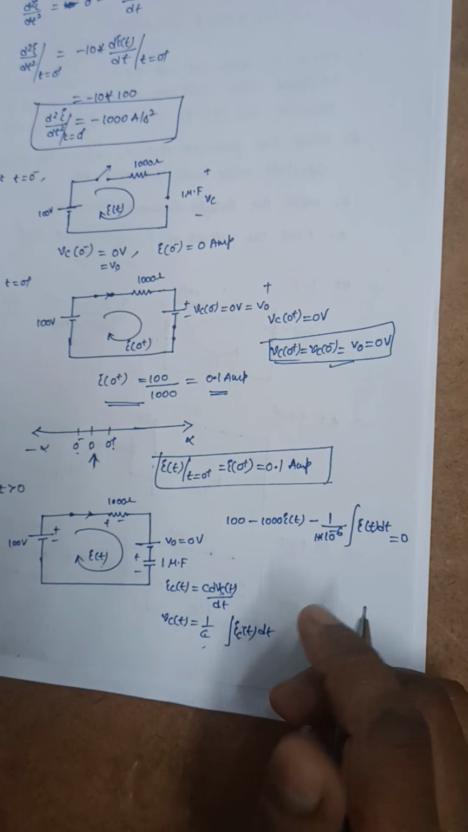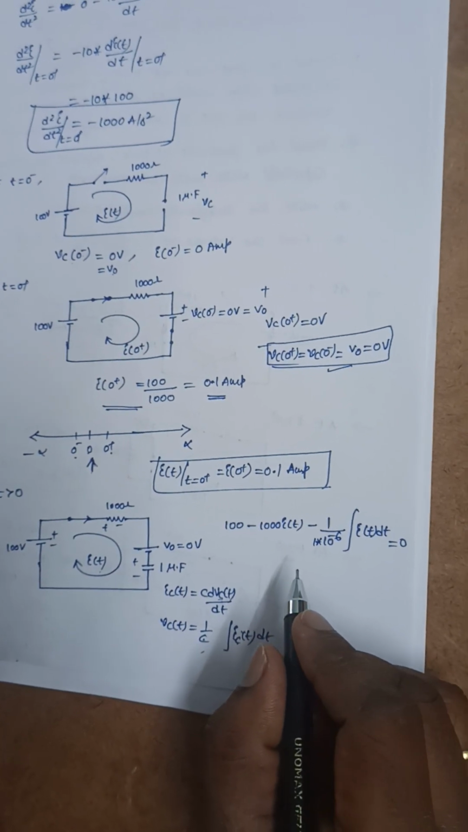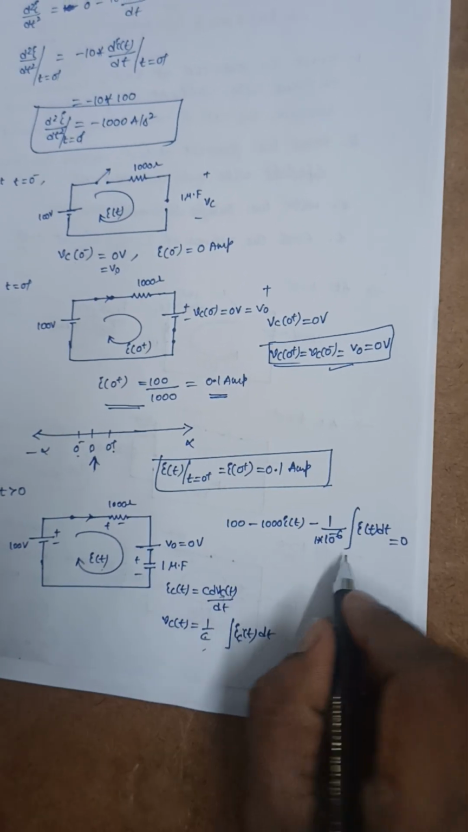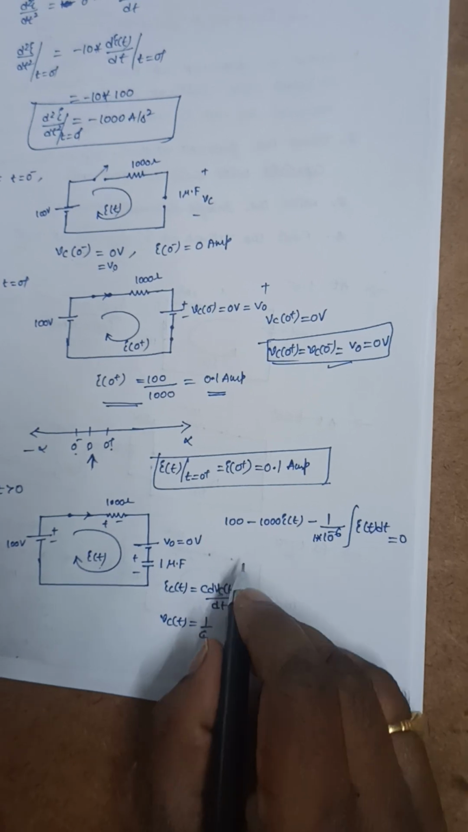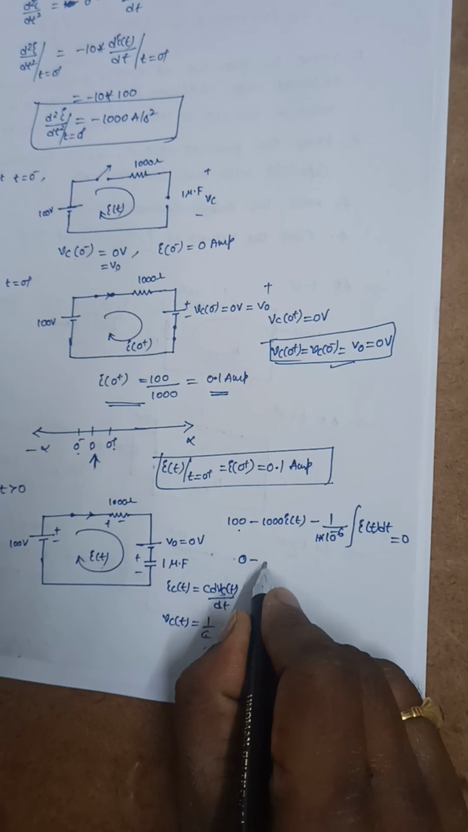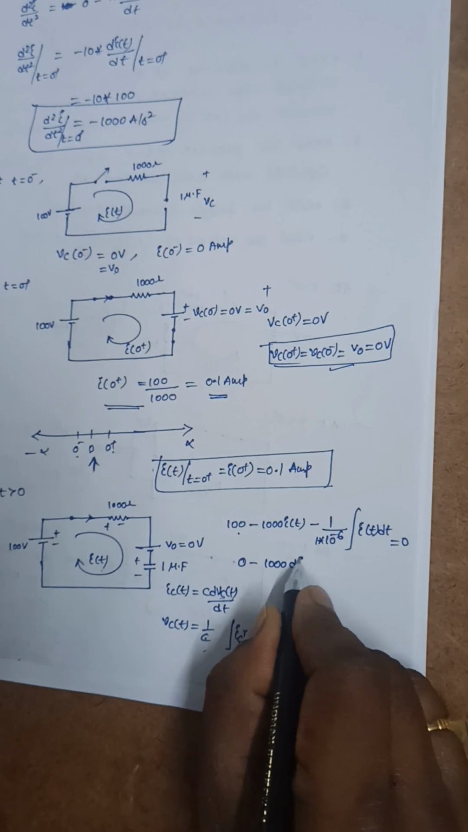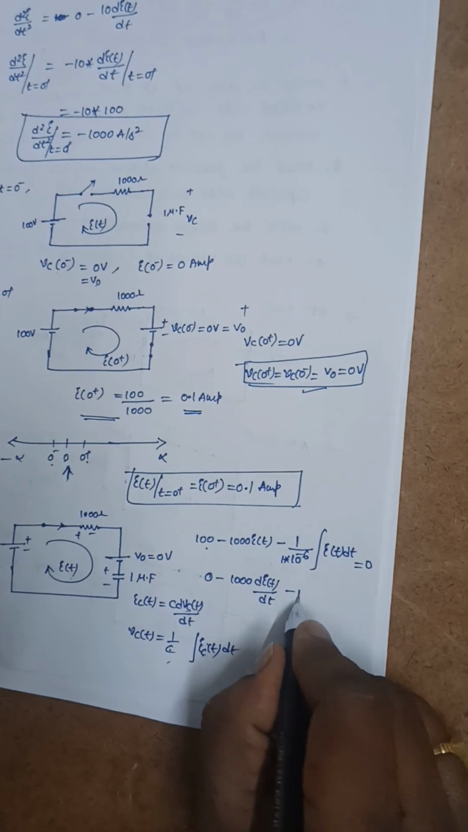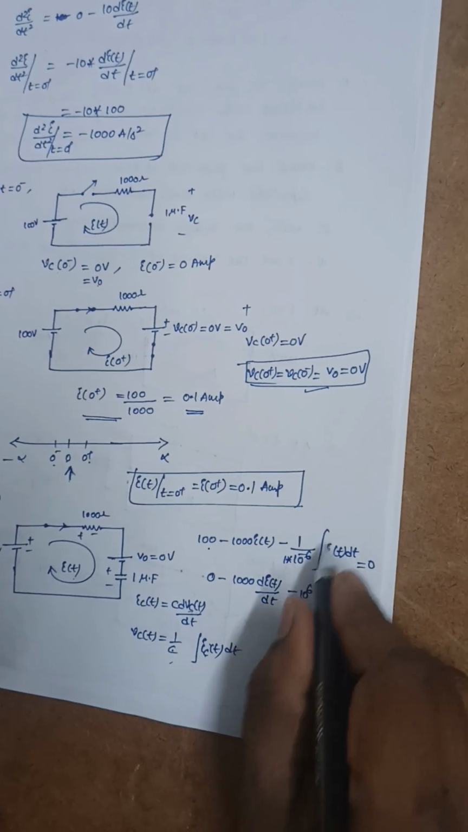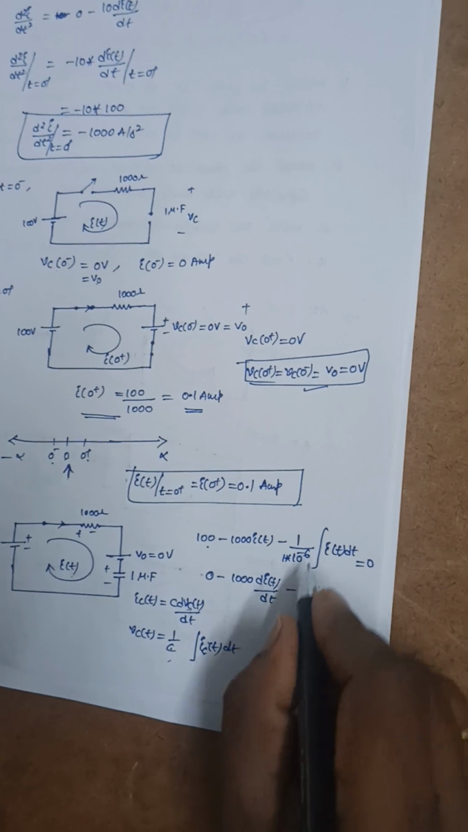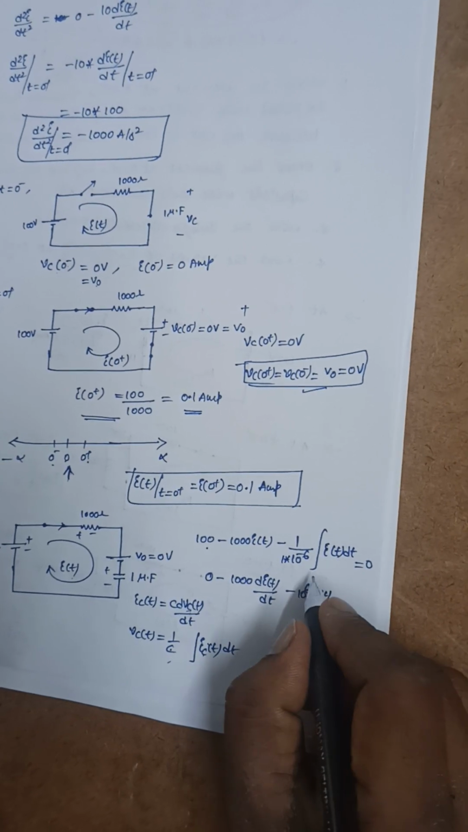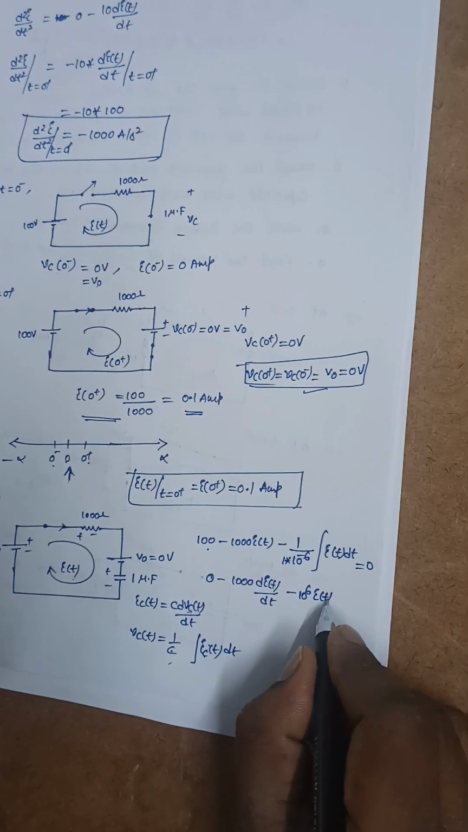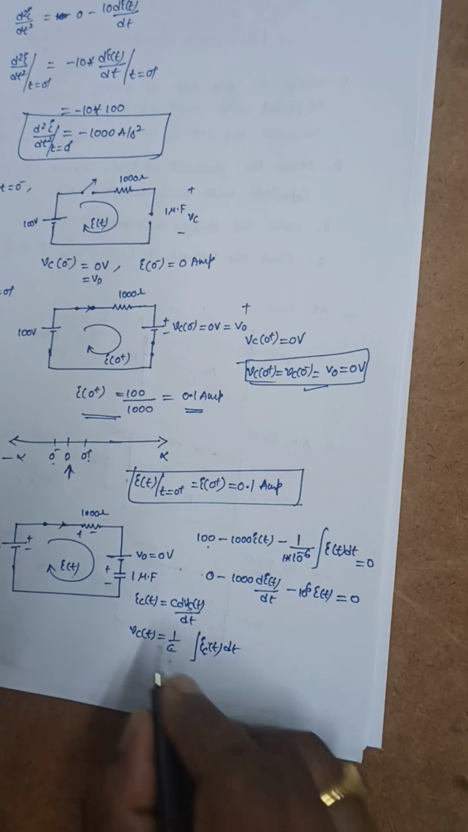Let us substitute. What I have to find here is the value of di by dt. If I differentiate this equation with respect to time, this value will be 0 minus 1000 into di of t by dt minus 10 power minus 6. If I bring it to the numerator, it is 10 power 6. There will not be an integration because of this differentiation, and the integration will get cancelled here. So 10 power 6 into I of t is equal to 0.